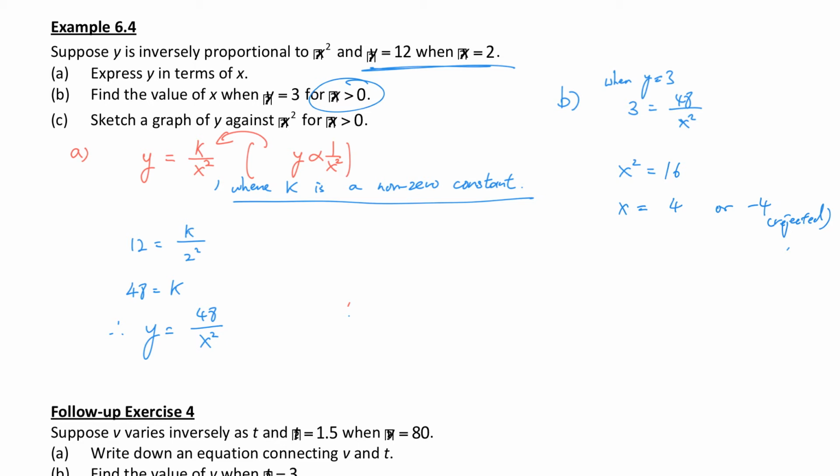Any questions? If no, part C. Sketch the graph of y against x squared. So y against x squared. If you remember, the shape is a curve like this. Done, finish. Because I only need to sketch it, then you do not need to write down anything. Okay, you can sketch the shape only.